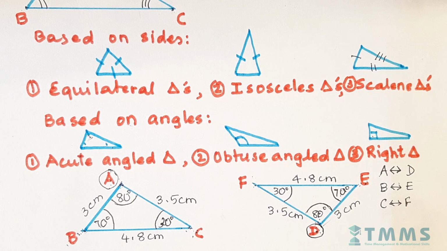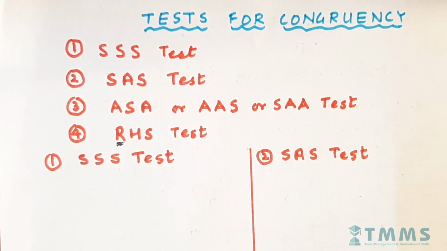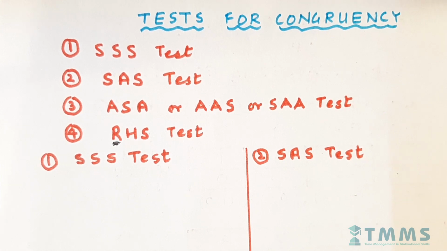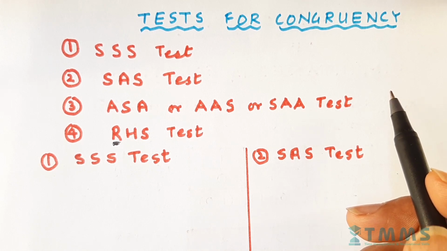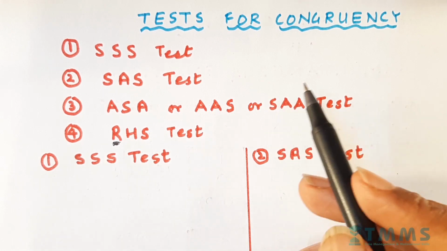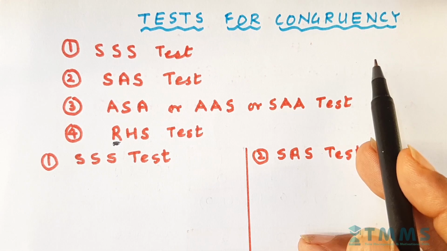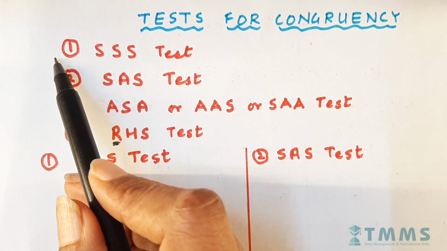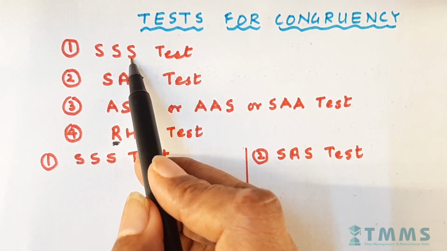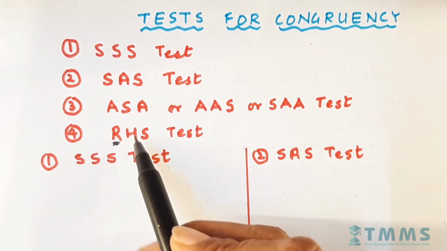Now that you understood the correspondence, let us see how we can prove that the two triangles are congruent. As we know, triangles have 3 sides and 3 angles, that means totally there are 6 elements. But if we have to prove that the two triangles are congruent, then we don't need all 6 elements corresponding to each other to be equal. We just need 3 elements. And what are the 3 elements? We have found out that the 3 elements are side, side, side; side, angle, angle; and right angle, hypotenuse, side.